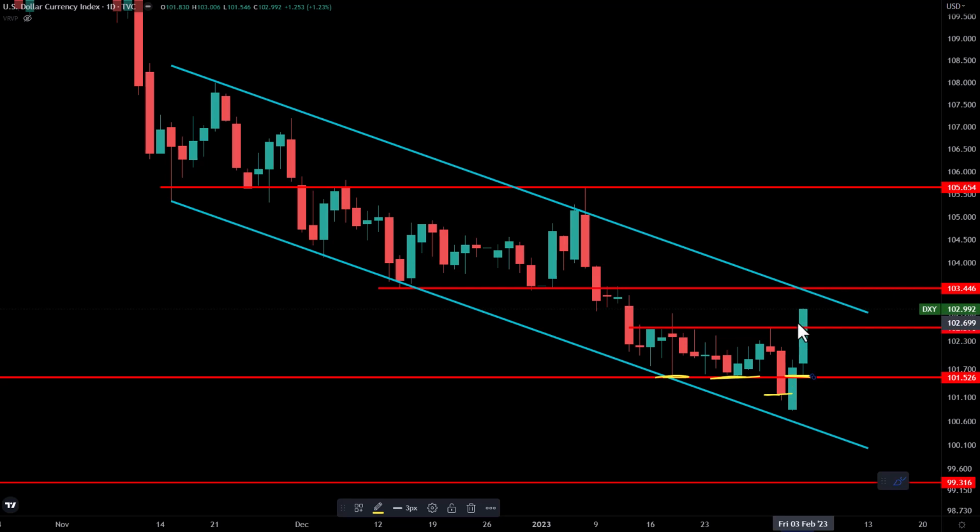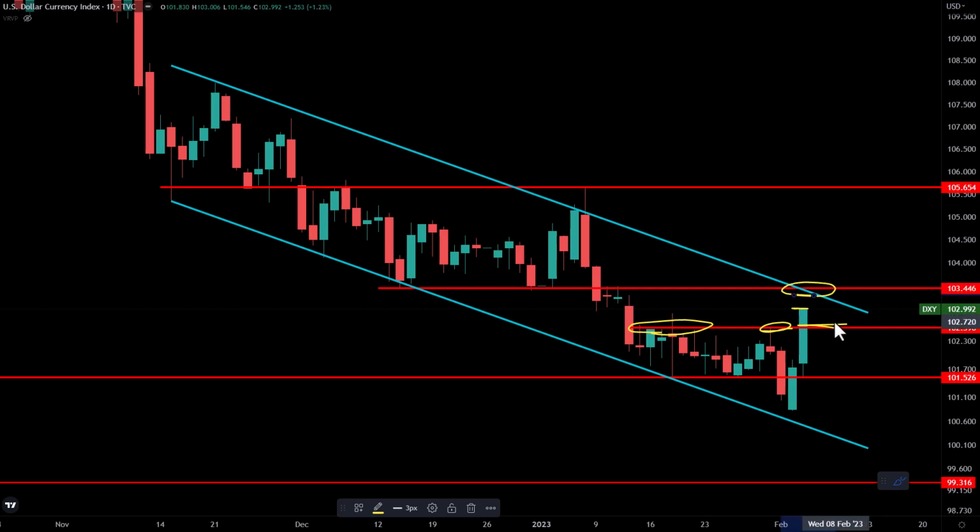Now, for the week ahead, what's going to be key for the dollar is to hold above 102.60 on a daily closing basis, because you can see that this level at 102.60 served as resistance back here. We got the close above on Friday, which was also a weekly close, which means that 102.60 becomes support for the new week.